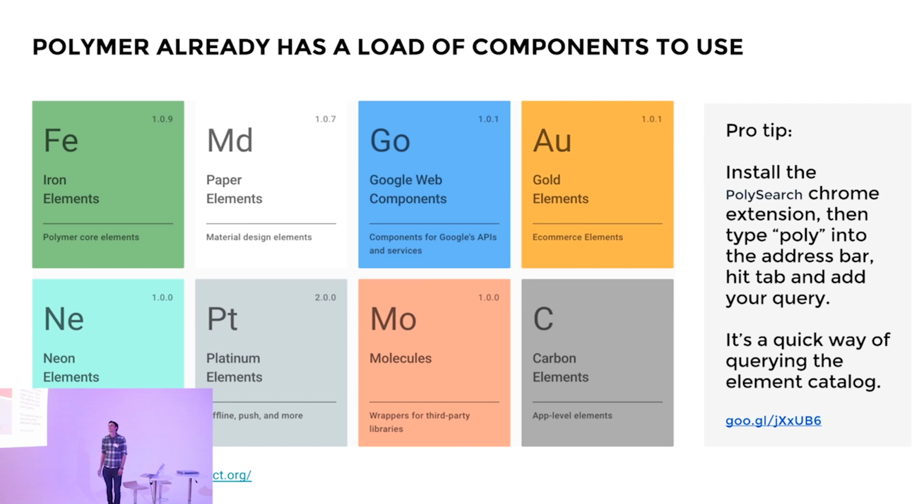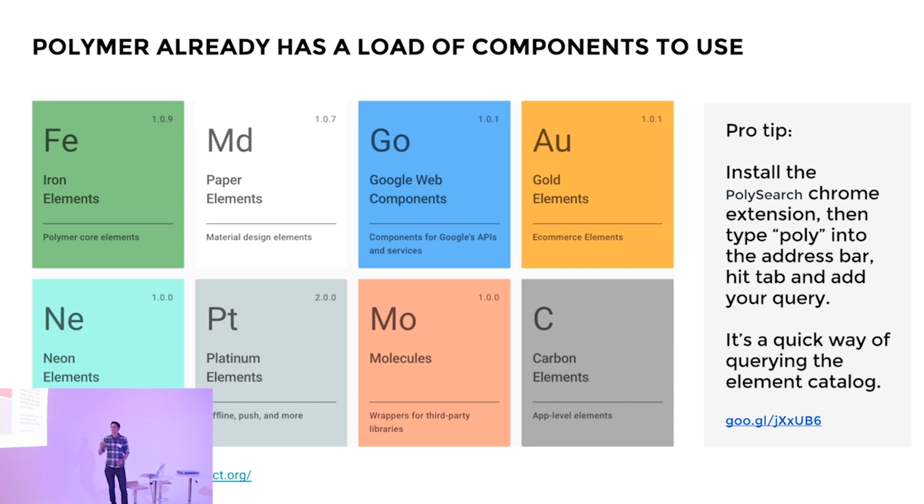So if you want to get started on building your own applications, there's a big catalogue of elements you can already use, which is really, really useful. I use this every day. So we've got the iron elements, which has a load of core elements which Polymer provides. It handles stuff like HTTP requests, media queries, and stuff like that.